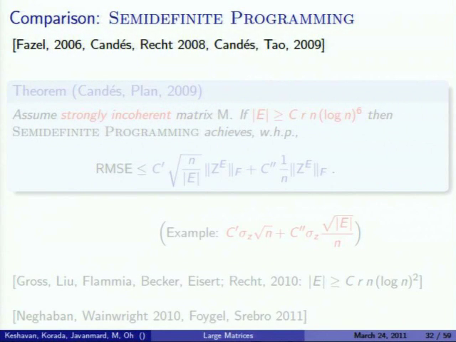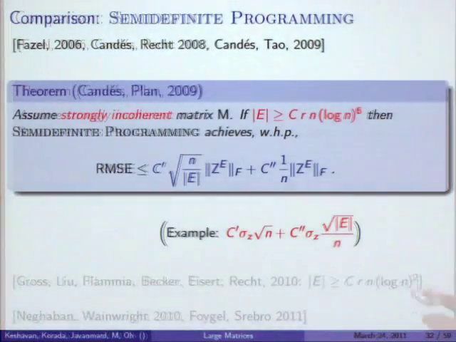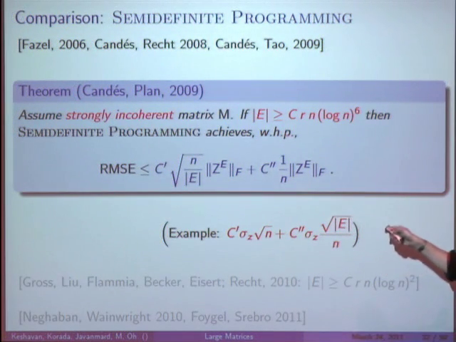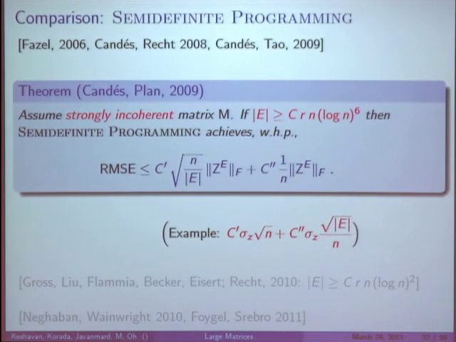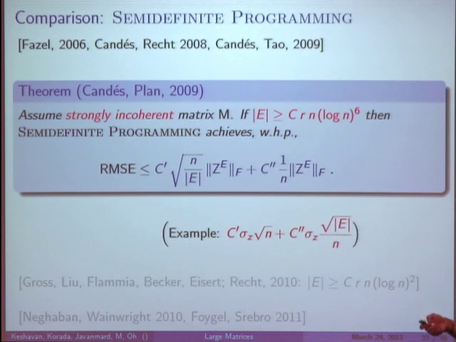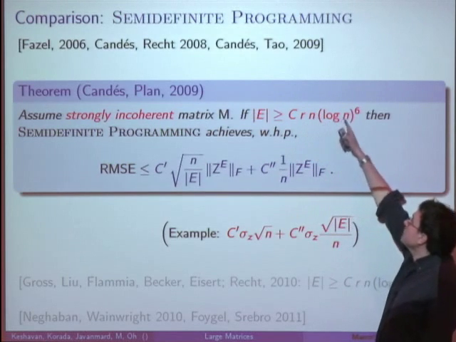Okay. So we are not the only ones who have proved this kind of theorem. After the exact reconstruction by Candes and Recht, Candes and Tao strengthened the same result, and then Candes and Plan looked at the noisy case. If you put Candes and Tao and Candes and Plan together, you get this kind of result. If the matrix is strongly incoherent, which I will not explain, just a hypothesis that is stronger than incoherence, but they don't have any assumption on condition number, and the number of observed entries is C times R times N times log n to the 6.